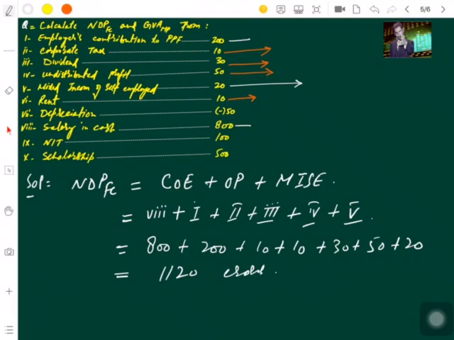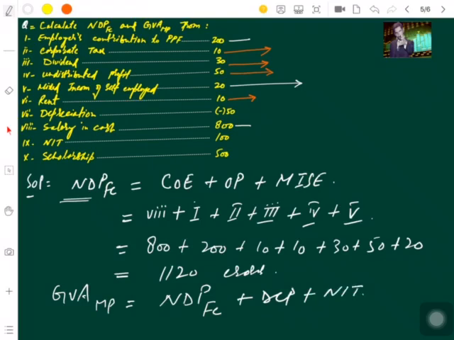Where we have to reach is GVA at MP, gross value added at market price. This is equal to NDP at FC plus depreciation plus NIT, from the formula, because we have calculated NDP at FC.